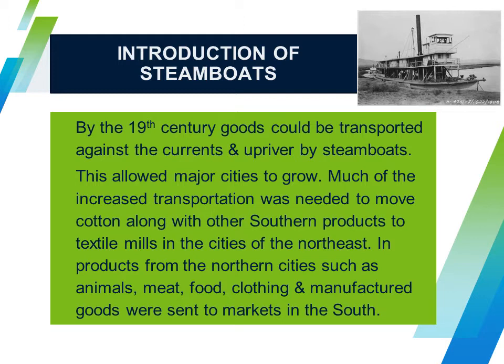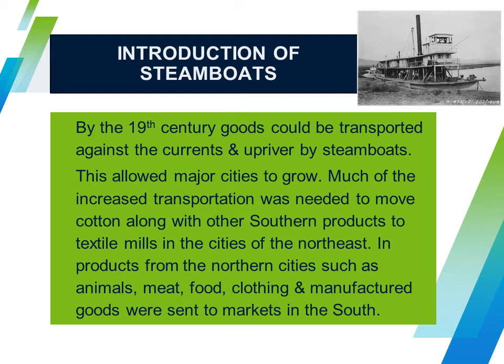Much of the increased transportation was needed to move cotton along with other southern products to textile mills in the cities of the northeast. That means the northeast was flourishing with different kinds of textile mills. So the cotton which was needed was provided by the southern region. That means the southern region of America was good in the production of cotton.